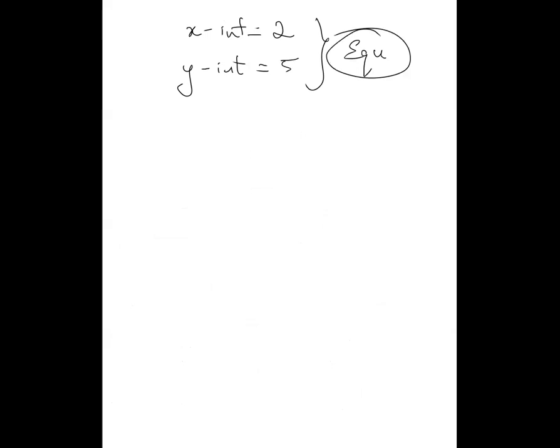For example, the x-intercept in the question is given to us as 2. Similarly, the y-intercept will be given as 5. So this is given to me. They'll ask you to convert it in terms of an equation, or write it in terms of an equation. So how do you do that?